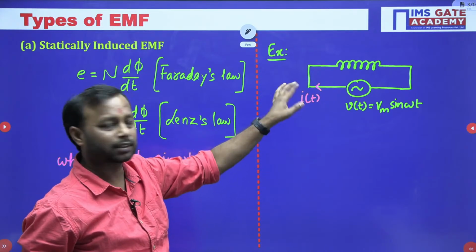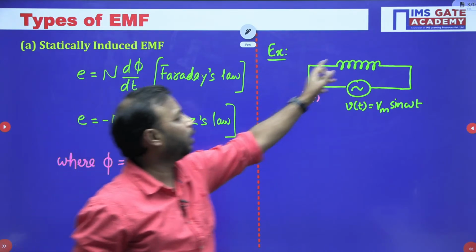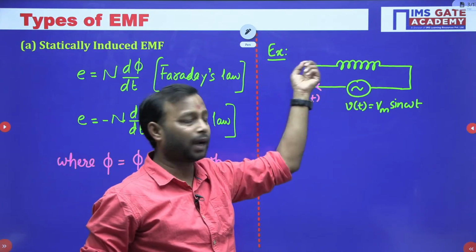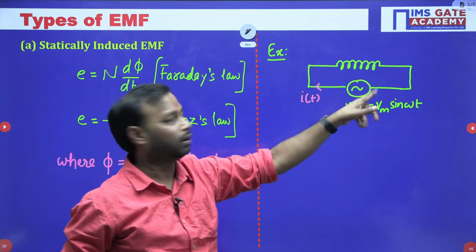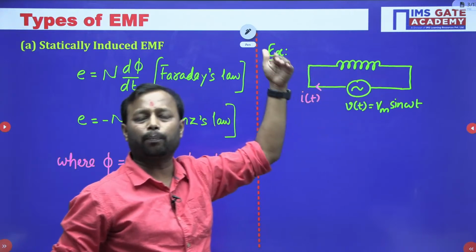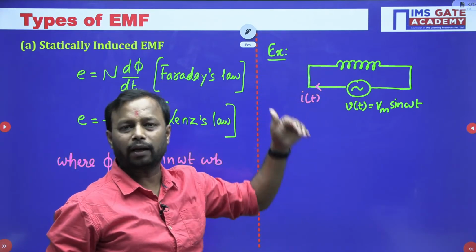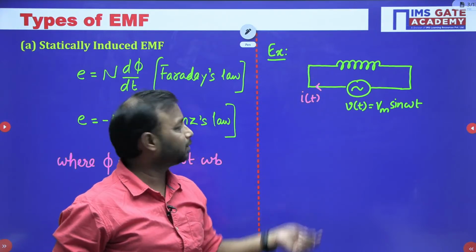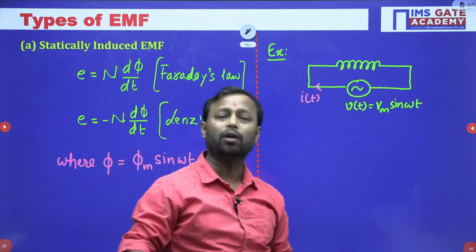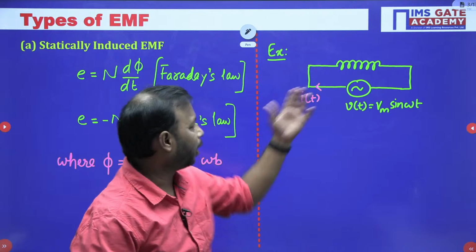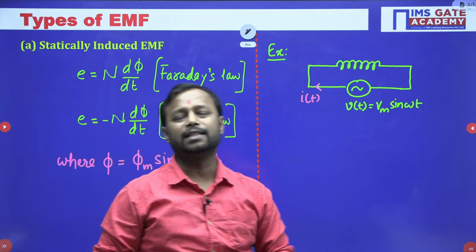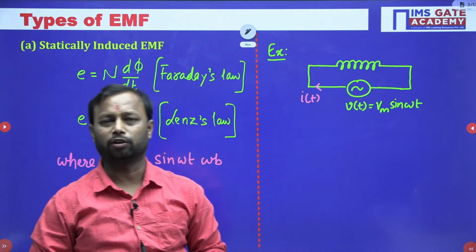Since this current links to this coil, MMF is going to be produced. What is MMF? N into I: the number of turns of the coil times the current flowing through the coil. From that MMF, flux is going to be produced, and since the current is sinusoidal in nature, the MMF is sinusoidal, therefore the flux is also sinusoidal, and you are going to have an EMF. Such type of EMF is known as statically induced EMF. I hope you have got the concept.